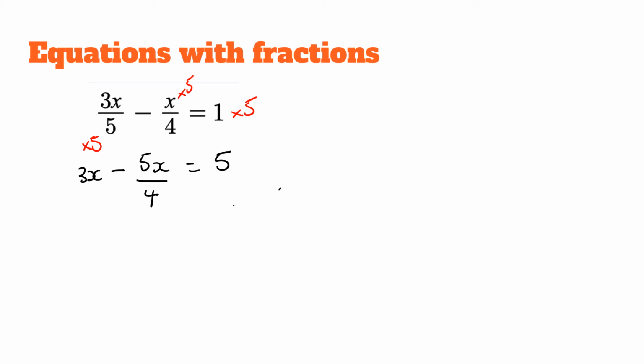Now I've got rid of one of my fractions. Now I need to get rid of the other fraction. And 5x over 4 is a division, so we would multiply by 4. So I'll multiply by 4. But you also need to multiply the other terms on that side and the other side of the equal sign. So now we're going to have 3x times 4, which is 12x, and then we have 5x over 4 times 4, so that's just going to be negative 5x, equals 5 times 4, which is 20.